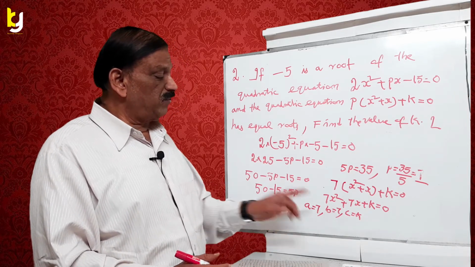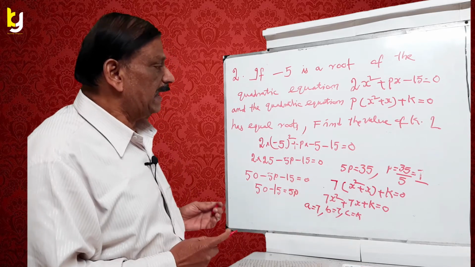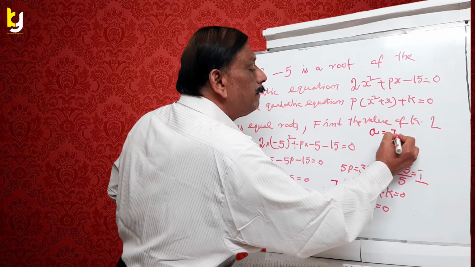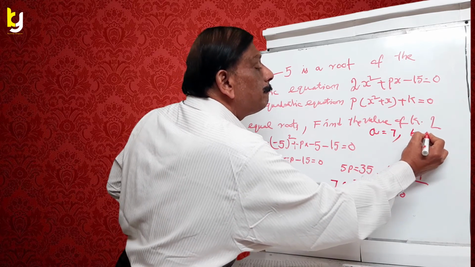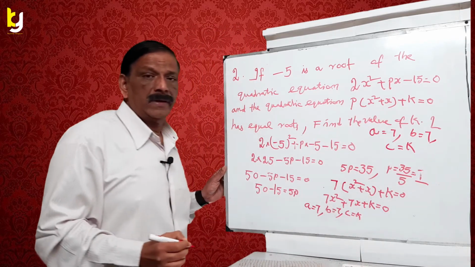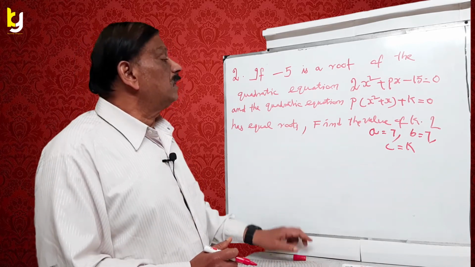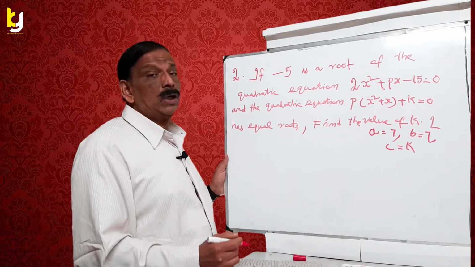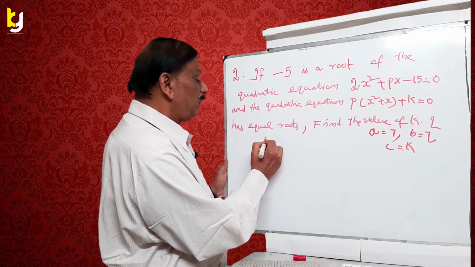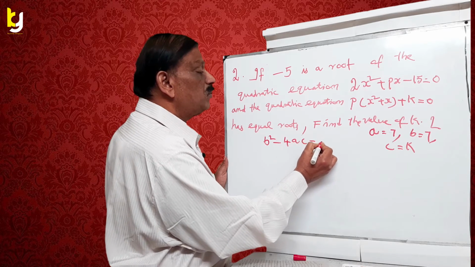That is a is equal to 7, b is equal to 7, c is equal to k. Clear? Next step is, we know this quadratic equation has equal roots. It is given. Therefore, we know b square minus 4ac equal to 0.